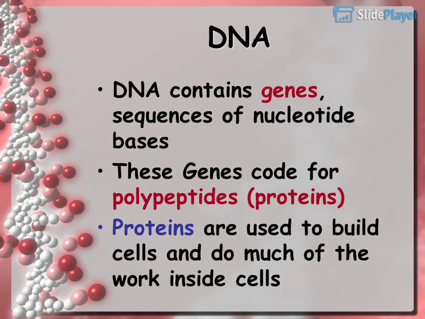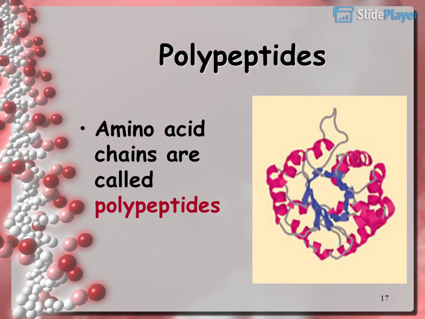DNA and genes. DNA contains genes, sequences of nucleotide bases. These genes code for polypeptides, proteins. Proteins are used to build cells and do much of the work inside cells. Amino acid chains are called polypeptides.